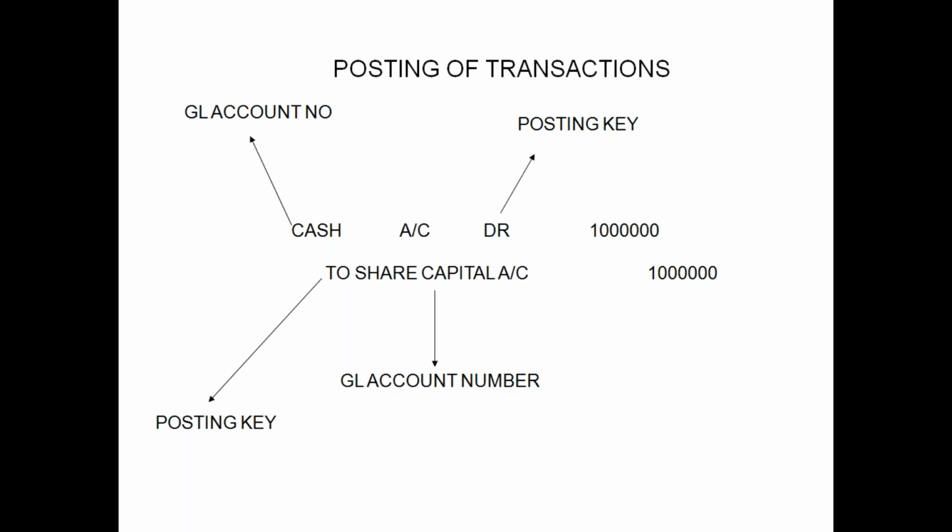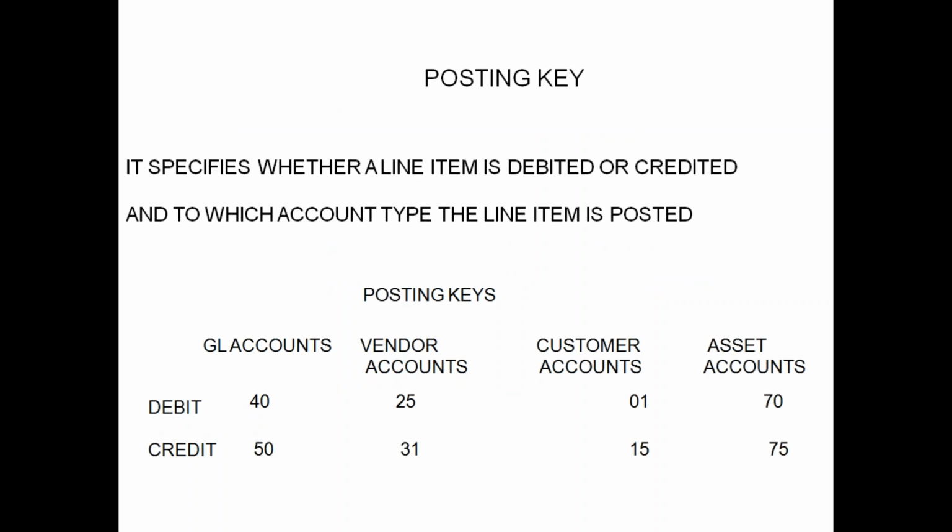So how can we find out that any account is getting debited or credited? With the help of posting keys. These are the codes we use to debit or credit any account. Here, if you see, we have been given some posting keys, and it says that the posting key specifies whether the line item is to be debited or credited, and to which account type this line item is posted.